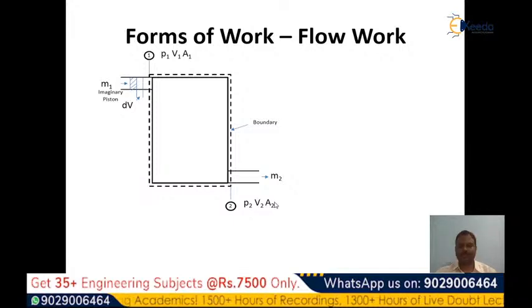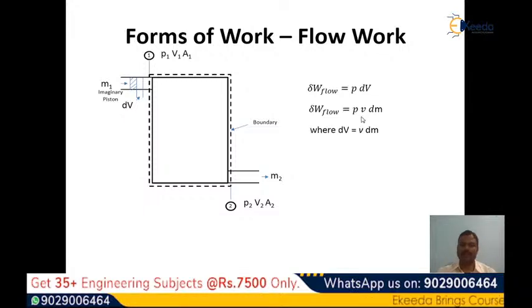Now this flow work can be calculated in this way. Delta W flow is given by P dV. Then delta W flow can be written as P v dm. Here dV is v dm, as small v is the specific volume. So the specific volume small v is dV divided by dm. So dV is v dm.